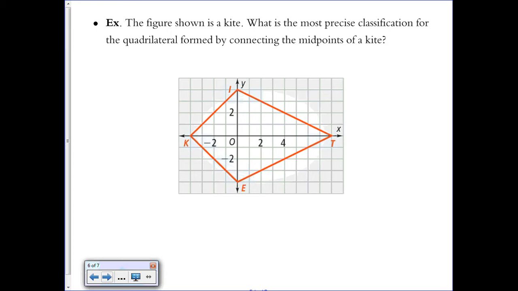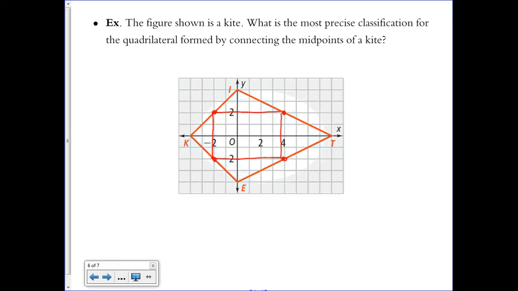So the midpoints on this kite, I can actually see them on the coordinate plane, so I don't need to calculate them, though you may want to if the figure was slightly more tilted or something where you couldn't easily see the midpoints. I can see the midpoints here, so I don't need to use the midpoint formula. I'm going to connect the midpoints, and I've formed what looks to me like a rectangle. I need to use some coordinate geometry to prove that I have a rectangle.